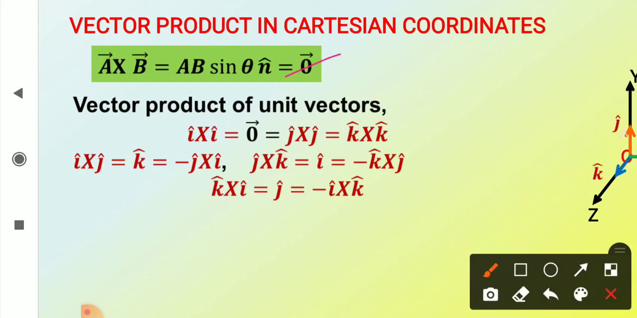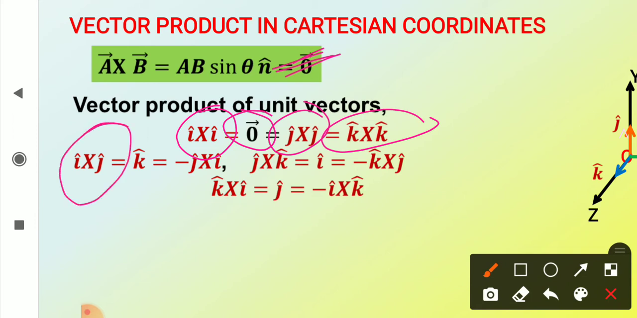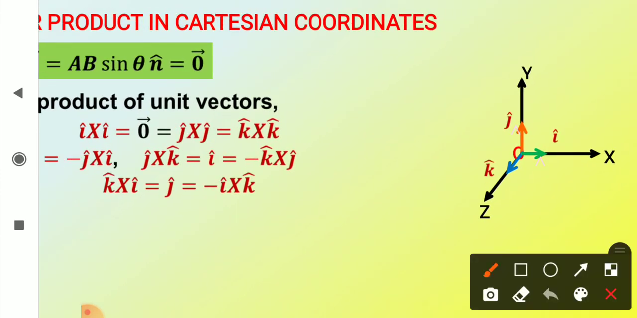So I cross I is equal to 0, J cross J is also 0, K cross K is also 0. These all are 0 vectors. And now I have to think about the other cross products.